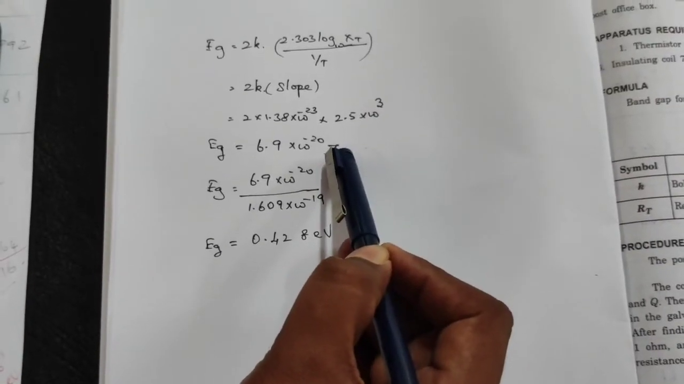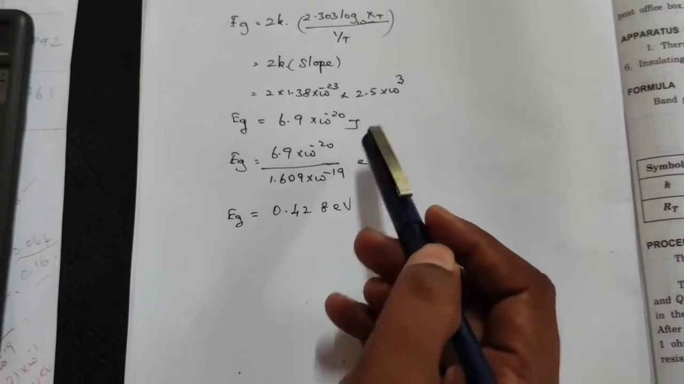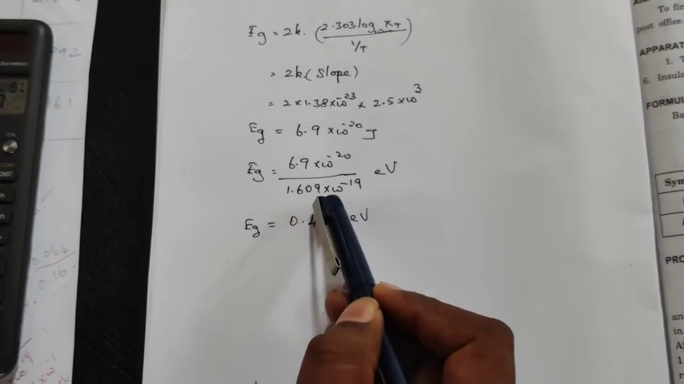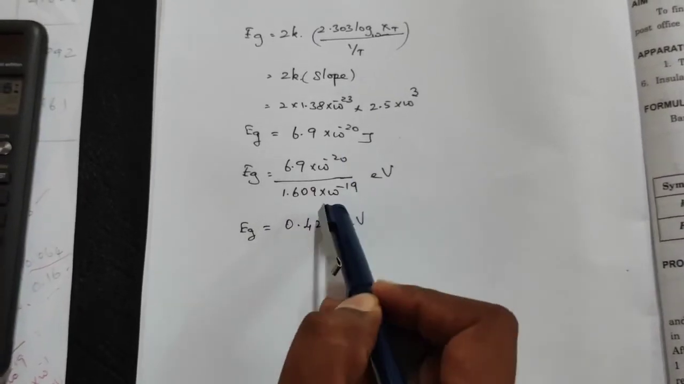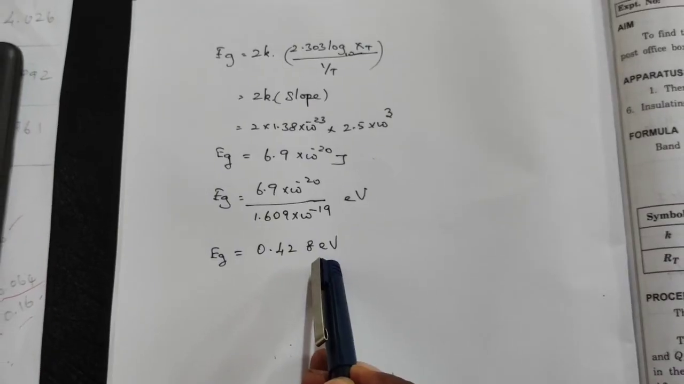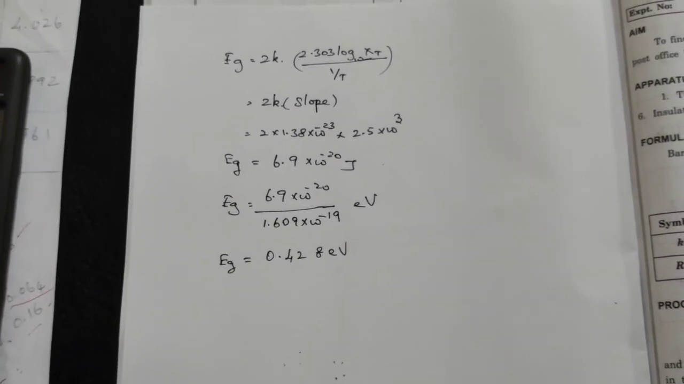But mostly we express the band gap in terms of electron volt. So to convert the joule into electron volt, just divide by the charge of the electron, 1.6 into 10 power minus 19. So after dividing that, you will get the final value of the band gap of the thermistor as 0.428 electron volt. Okay, I think it's clear.